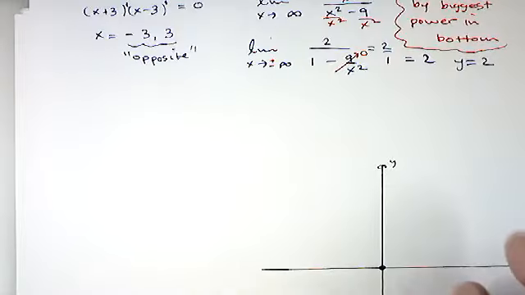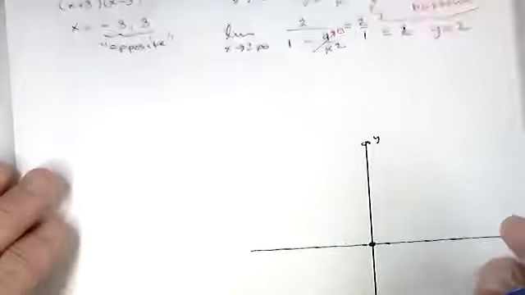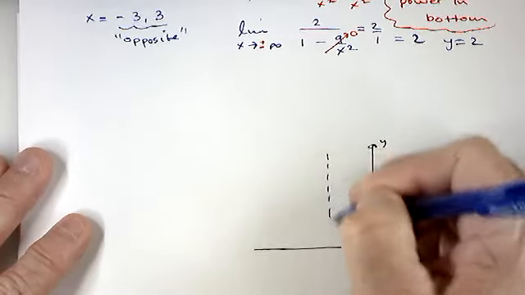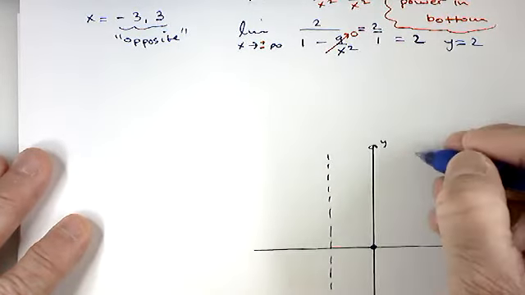Let's put all this information now on our graph. We know we have vertical asymptotes at x equals -3 and +3.